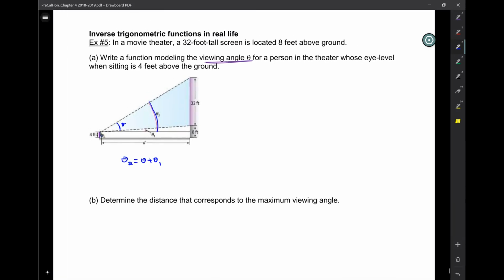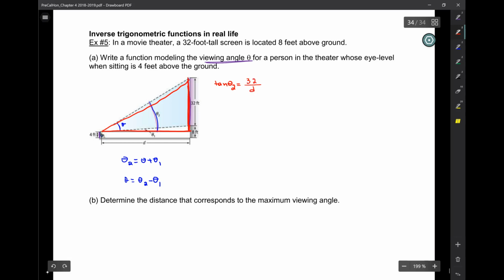We want a function for the viewing angle theta. What we want is theta, which is theta 2 minus theta 1. All right, how are we going to do this? If we just focus on theta 2, that's this one here. Let me do it in red. That's theta 2, that triangle. Can we talk about the tangent of theta 2?